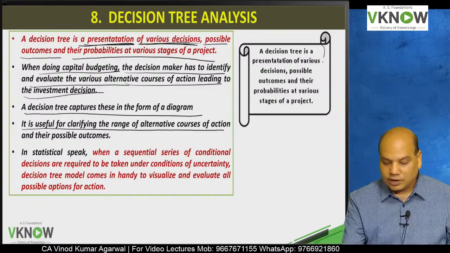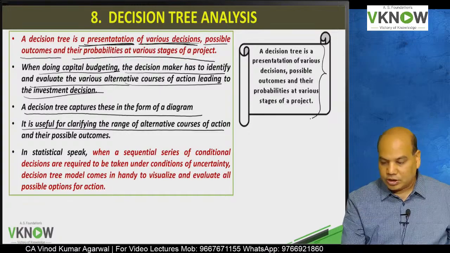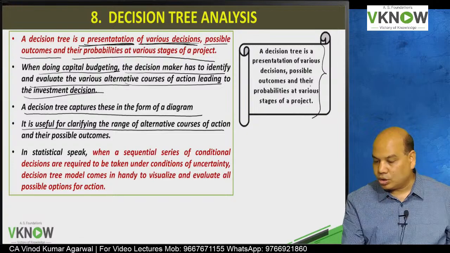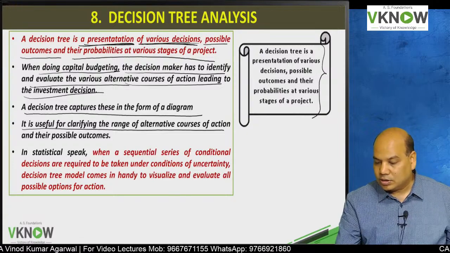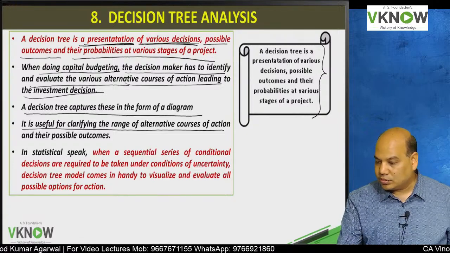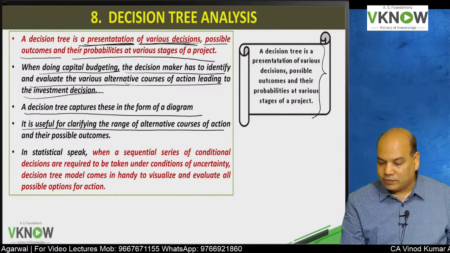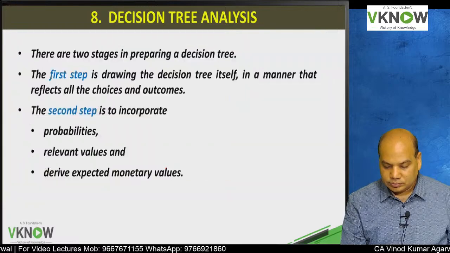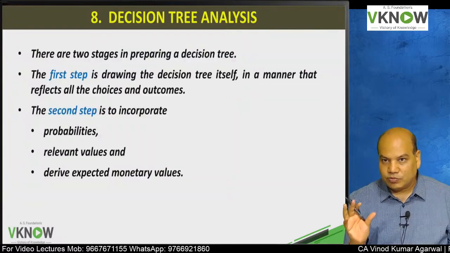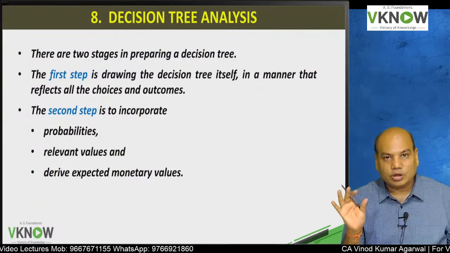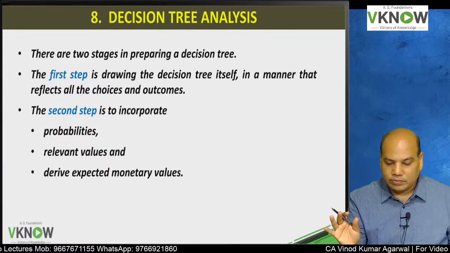So in short, I have written one note here. A decision tree is a presentation of various decisions, possible outcomes, and their probabilities at various stages of a project. So basically it gives you a visual idea. What are the options? What are the alternatives?